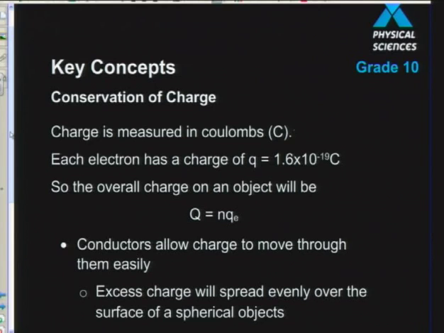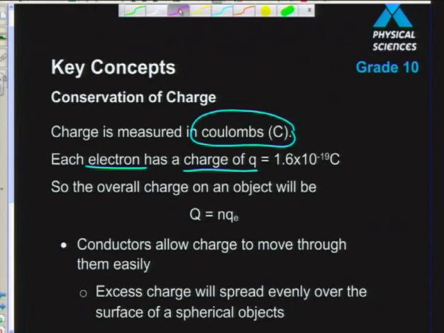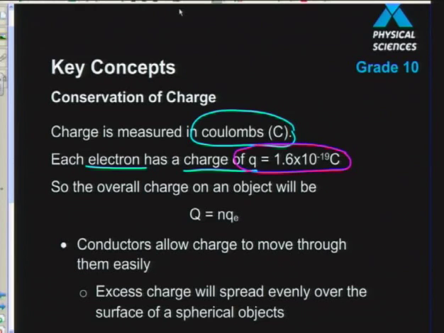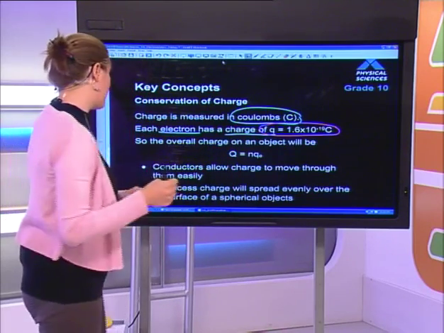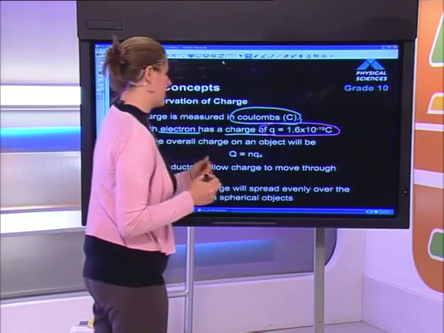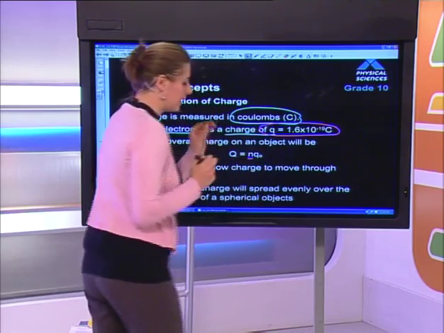Charge is measured in coulombs. That's a new one for you. Each electron, remember it's electrons that are transferred, has a charge of Q equals 1.6 times 10 to the negative 19. That number is such an important value. We're going to work with it lots today and lots in the future. So it's quite a nice one to keep in the back of your mind. The overall charge on an object will be Q equals N multiplied by Q on an electron.